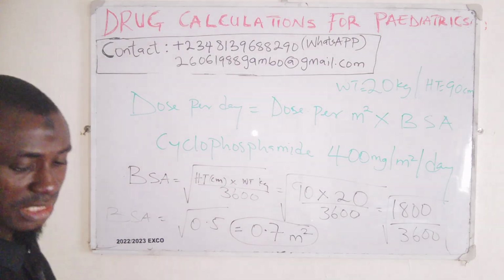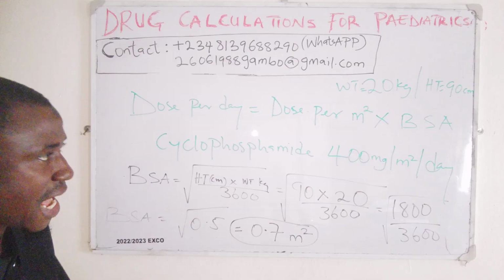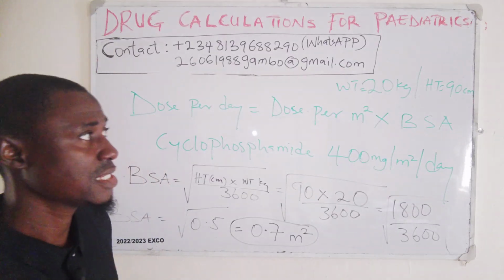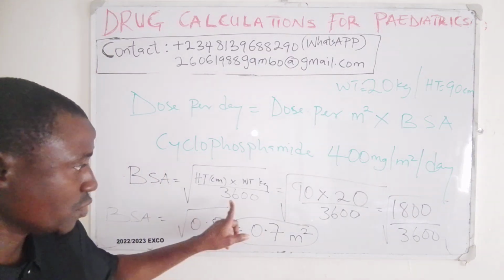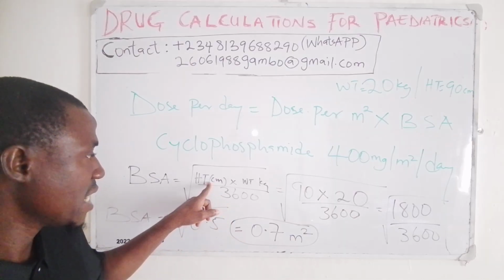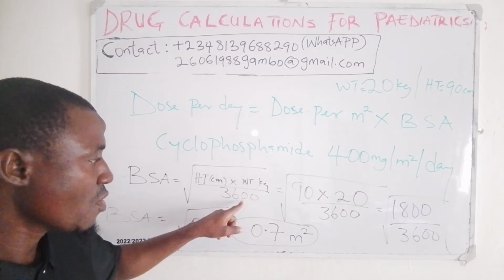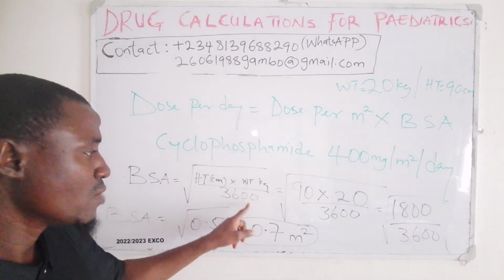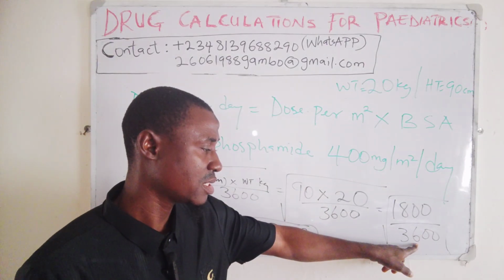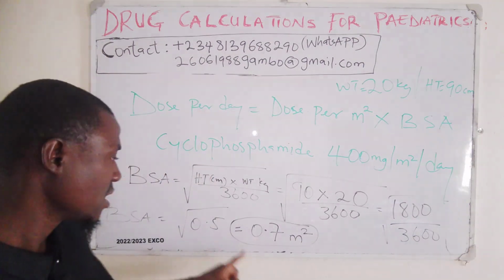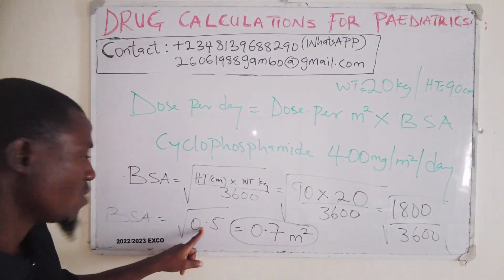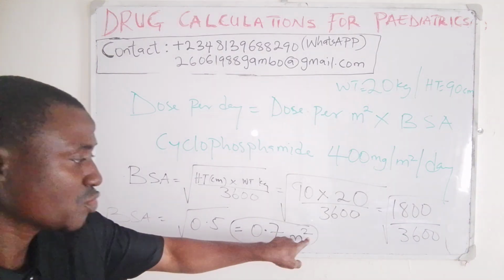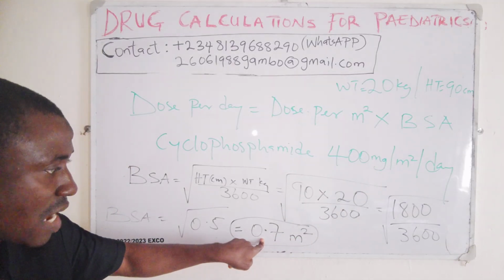So we have calculated the body surface area for a child whose weight is 20 kg and height is 90 centimeters, using the first Mosteller equation: height in centimeter multiplied by weight in kilogram over 3,600, all squared. If you input all the figures, you arrive at 1,800 over 3,600, all squared. Then if you do the division, you arrive at 0.5. The square root of 0.5 gives you 0.7 meter squared.